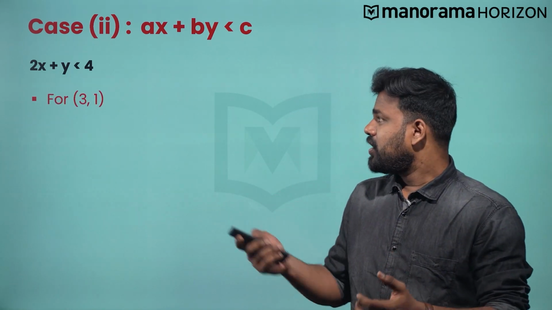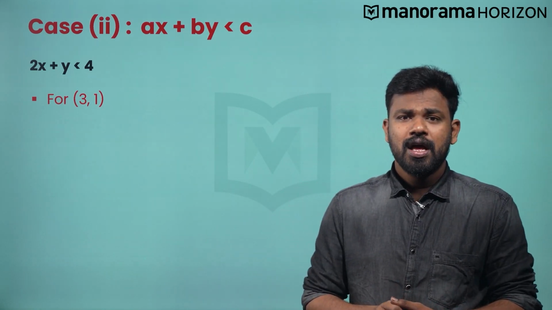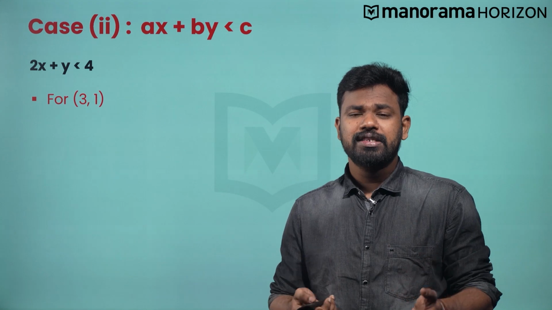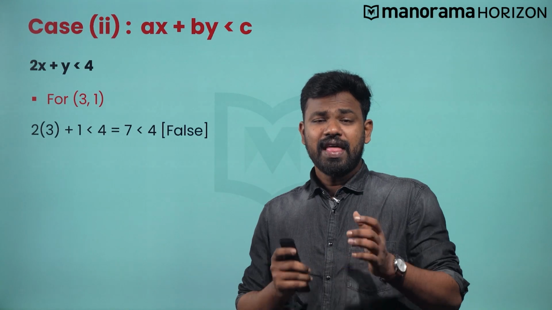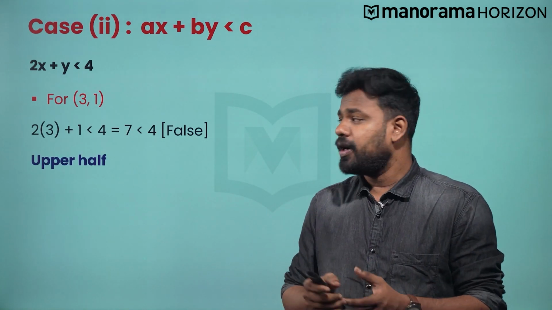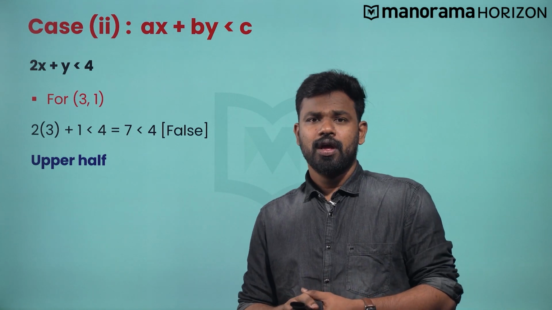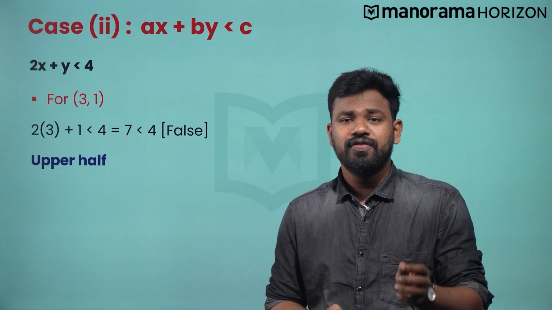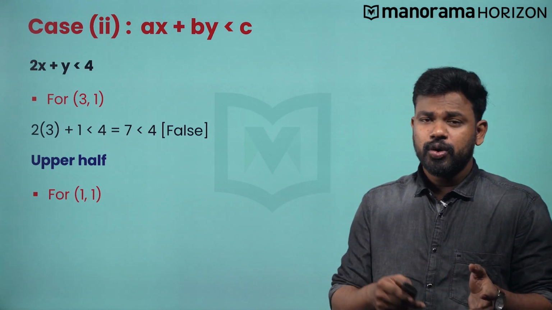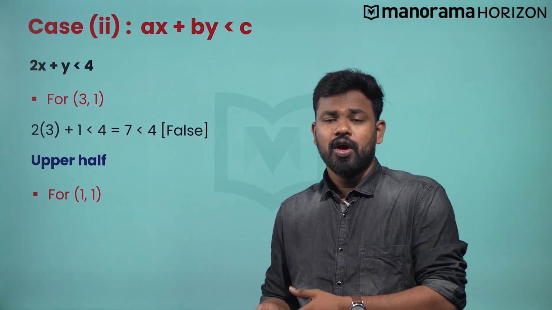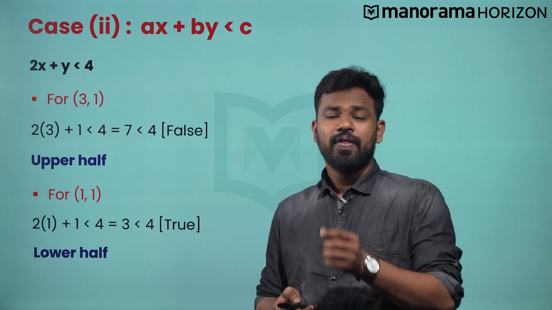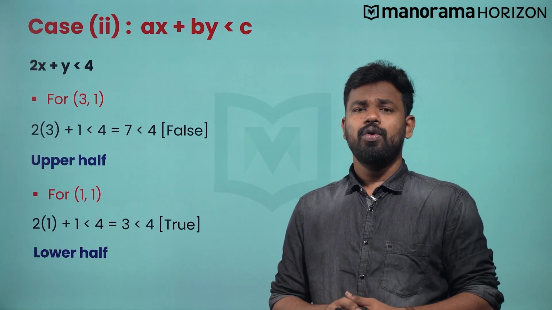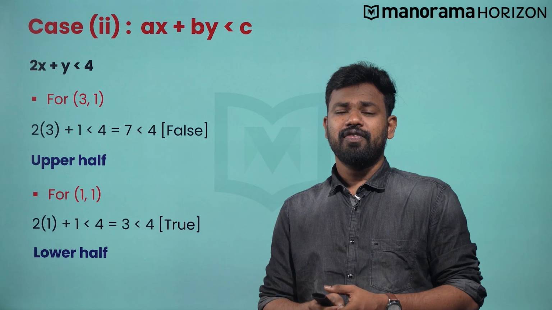First, let us assume a point on the upper half plane, say (3, 1). Substituting this in the equation 2x plus y less than 4, we get 2 into 3 plus 1 less than 4, or 7 less than 4. That upper half does not satisfy this particular equation, does it? No. Now let us assume a point from the lower half, say (1, 1). Substituting this in 2x plus y less than 4, we get 2 into 1 plus 1 less than 4, or 3 less than 4, which satisfies the lower half of the equation. Understood how we are getting which part of the graph is satisfying?